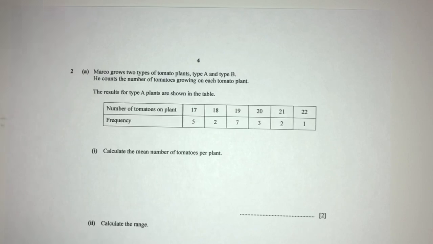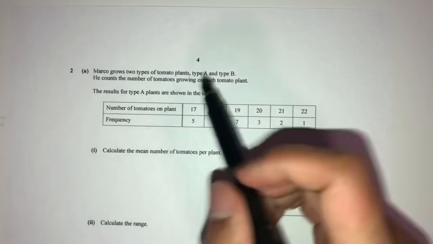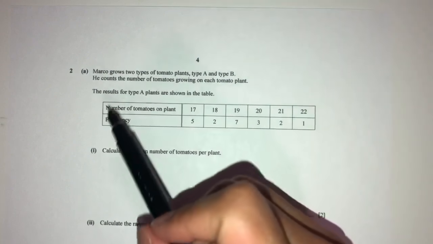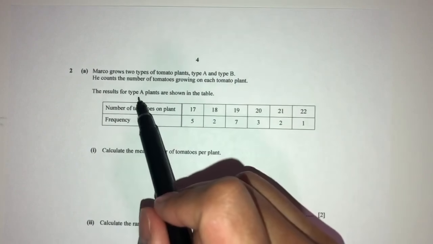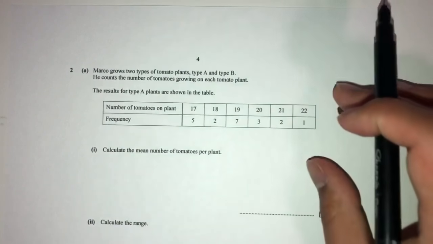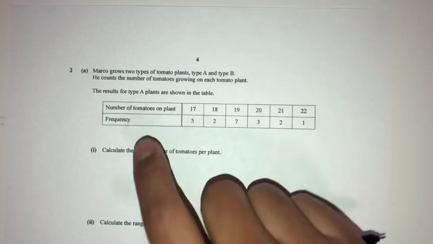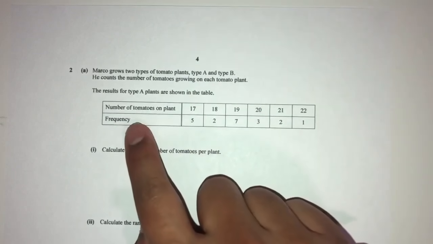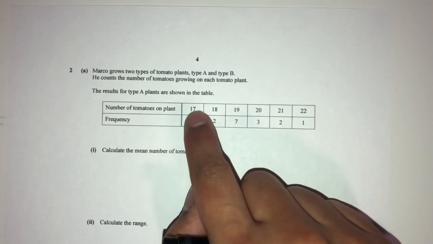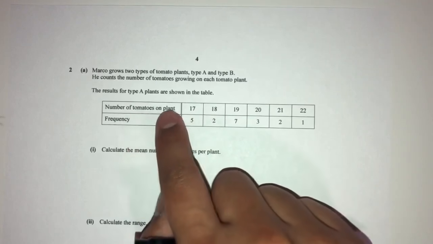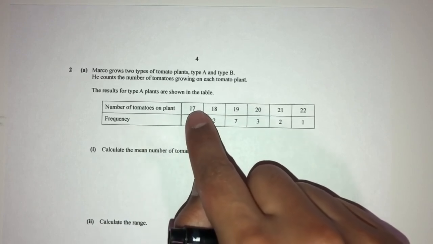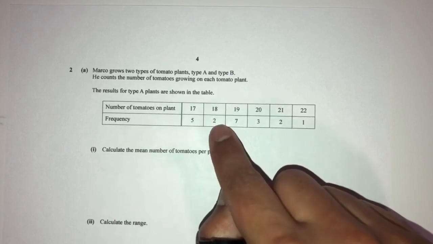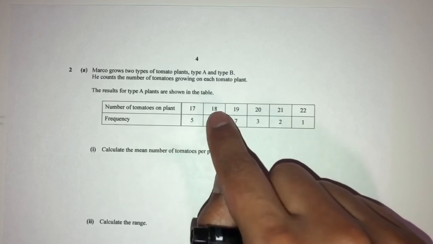So let's move on to question number 2. Here we have Marco grows 2 types of tomato plants. We have type A and type B, so 2 types. He counts the number of tomatoes growing on each plant. The results for type A are shown right here. So how do you read this? Number of tomatoes on the plant: 5 plants gave 17 tomatoes. 2 plants gave 18 tomatoes.